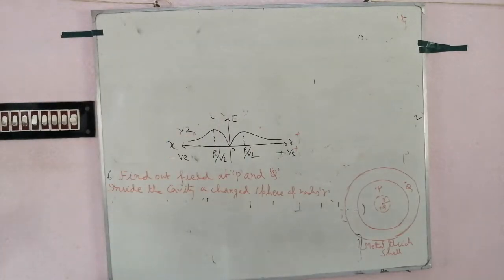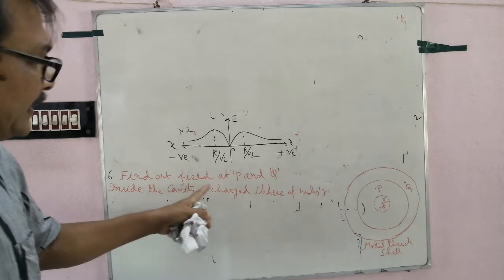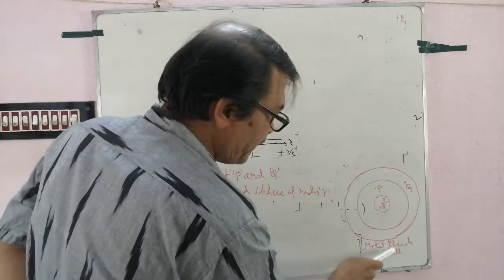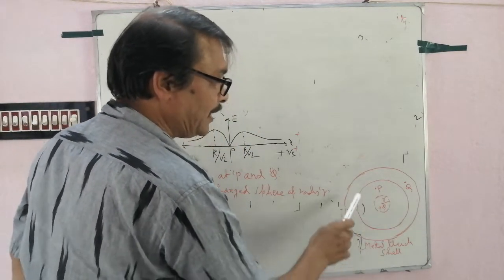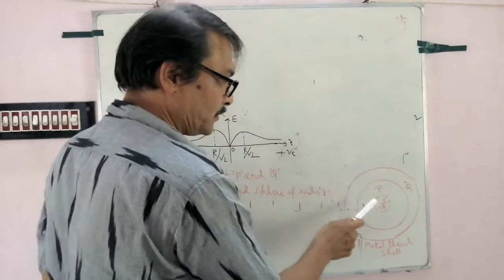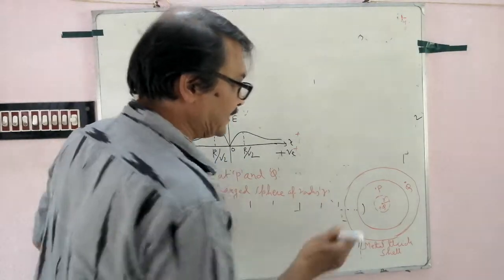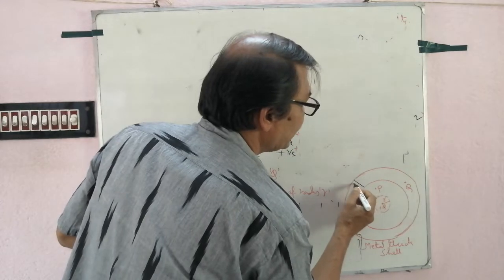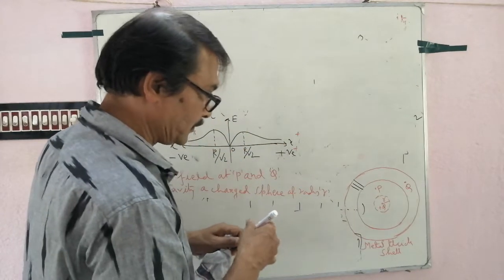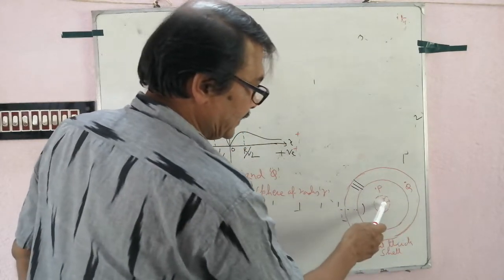Now find out the field at P. This is a metallic thick shell. Clear? This is the thickness. This portion is the thickness.